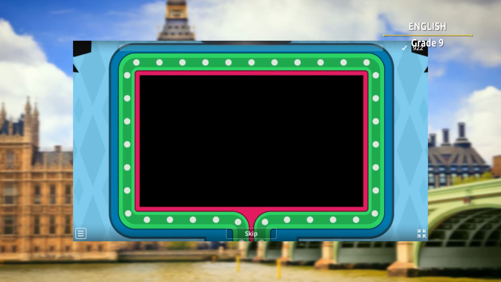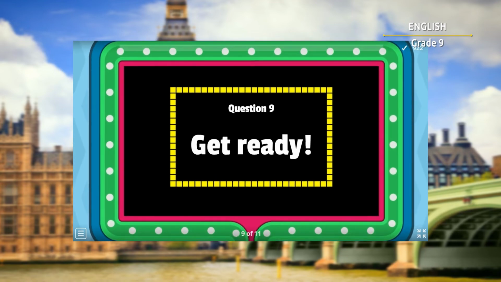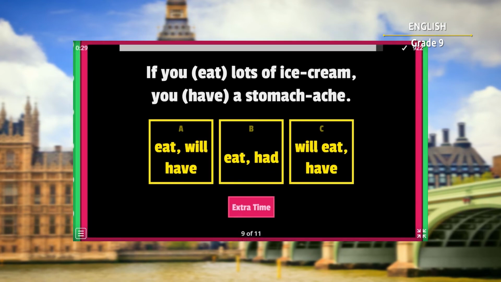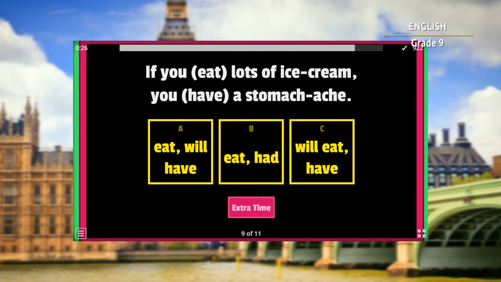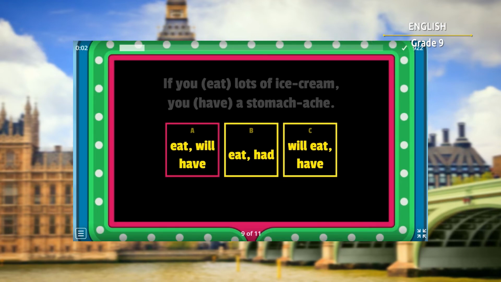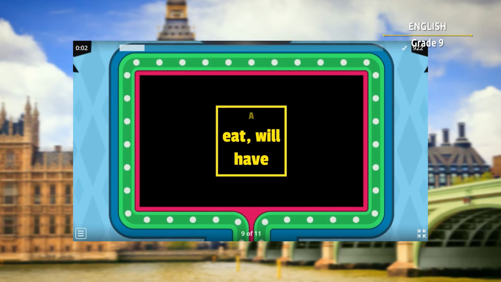Question number 9. If you eat or will eat. In the if clause, we don't use will. So, A or B. If you eat lots of ice cream, you will have or you had. In the first conditional, in the main clause, we use will. So, I think the correct answer is A. Let's check together. Yes, this is the correct answer.